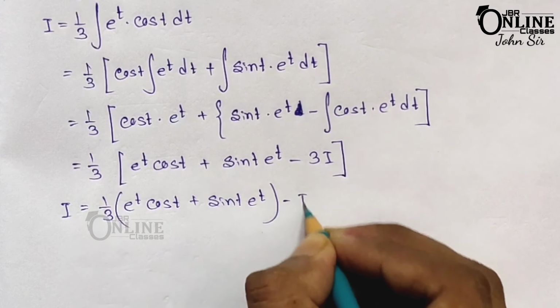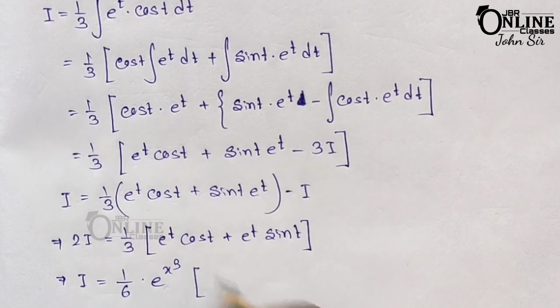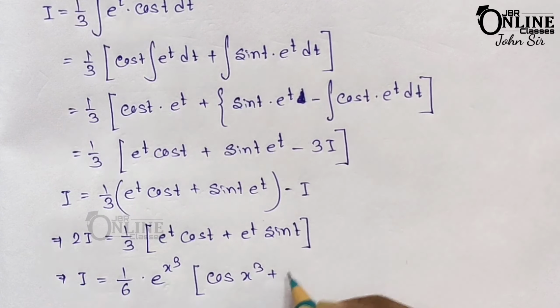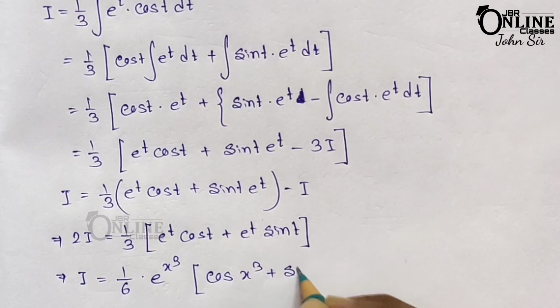So here it will be 2i equal to 1 by 3 e to the power t cos t, and e to the power t sin t. So now I equal to 1 by 6, then e to the power t common, so it will be e to the power x cube, then in bracket cos x cube plus sin x cube, plus c as your answer.